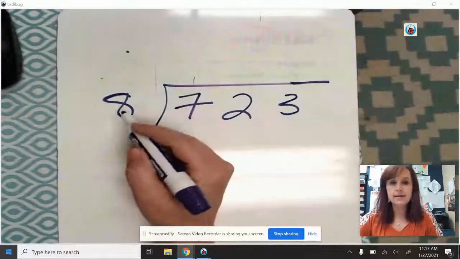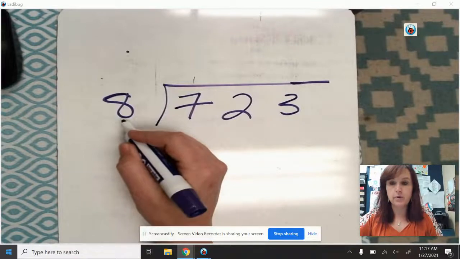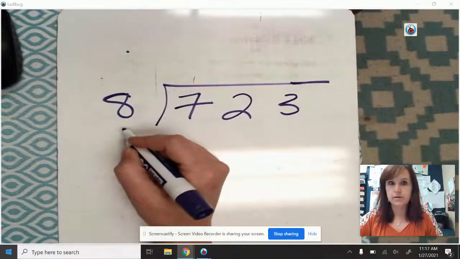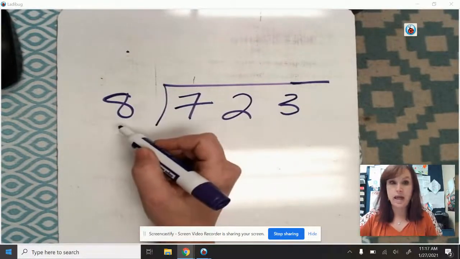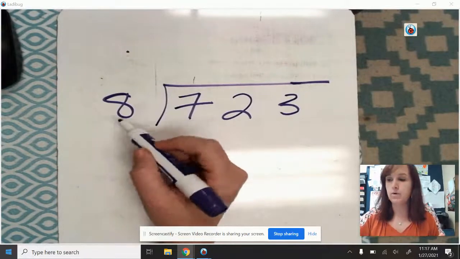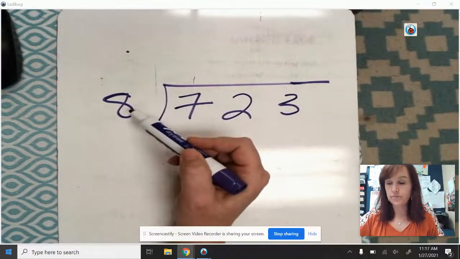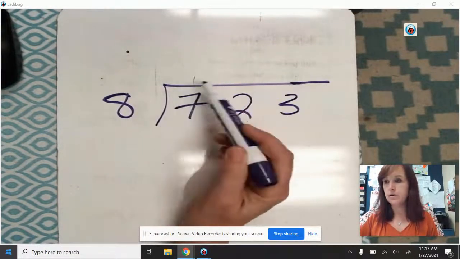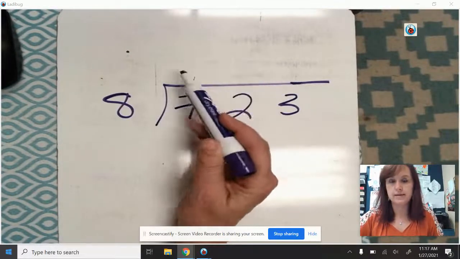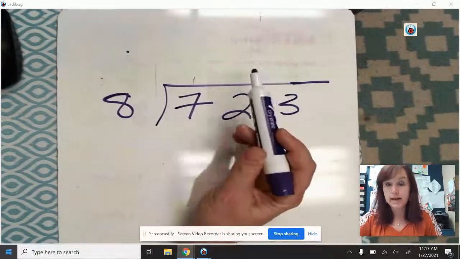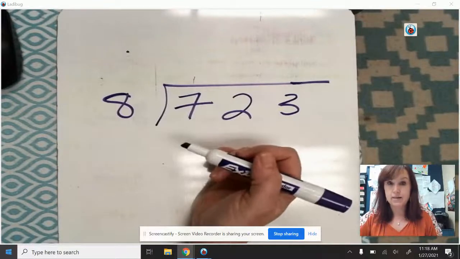This 8 is how many groups we're going to be splitting the number into. So if you think about money, there's 8 people. We're going to share this money with 8 people. That is the divisor. And then this number up here that we're going to be putting is the quotient. That's the answer. That's going to be how much money each of these 8 people get once we split it up.